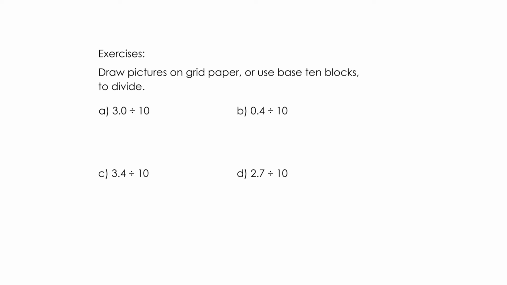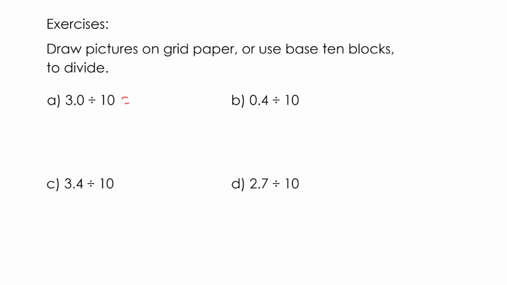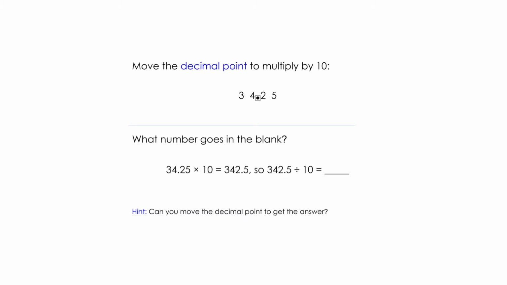So I'm going to go through these activities and I'm going to write the answer. The next few slides will show you how to get this answer. So 3.0 divided by 10 is 0.3. This is 0.04, 0.34, 0.27. So now let's see why this happens.